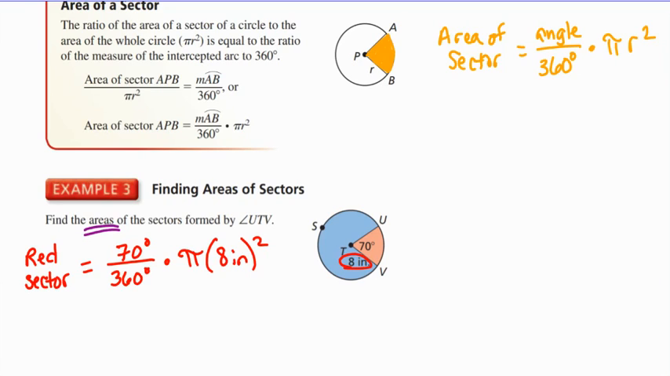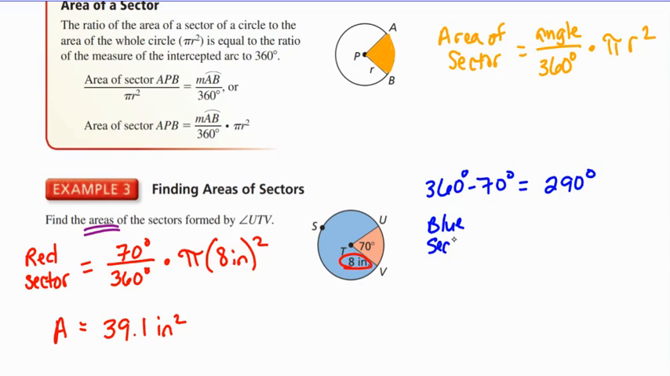Okay, and when you multiply that out, you get that the area of the red sector is approximately 39.1 square inches. Okay, now to find the area of the blue sector, I've got a couple of choices. I could do 360 minus 70 and find that that's 290 degrees, right? So I could do the area of the blue sector as 290 over 360 times pi times 8 inches squared, right?